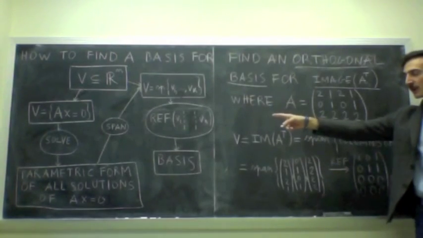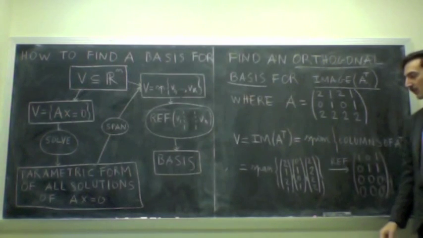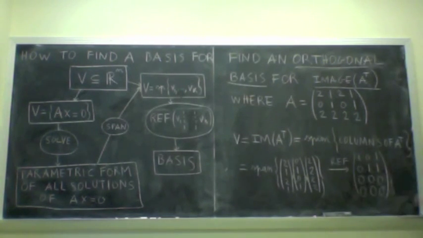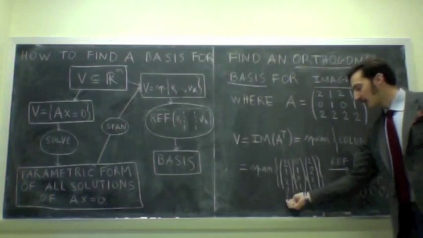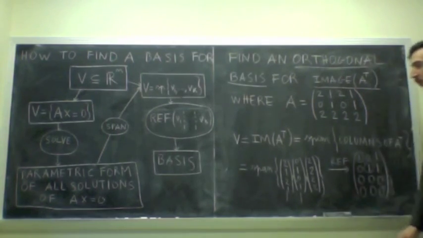Once we have put these vectors into the matrix, we compute the row echelon form. In this case, this is the row echelon form of this matrix. Now we look at the leading ones. They are in this position and in this position. It means that they are in the first position and the second position. This says that the first vector and the second vector form a basis for V.